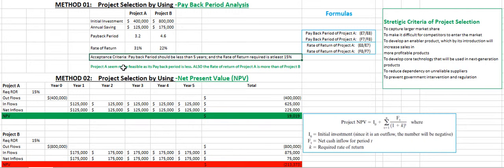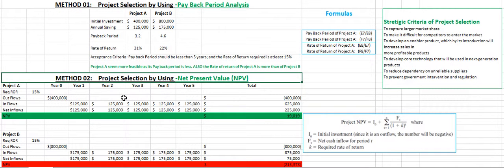Now, for example, we have set an acceptance criteria for a project to be selected: its payback period should be less than 5 years and the rate of return must be at least 15%. If any project has a rate of return less than 15%, it will not be considered. Both projects have a good rate of return of more than 15%, and the payback period is also less than 5 years, but if we consider only this tool, we will say that project A is more feasible. Now let's go deeper into the selection.